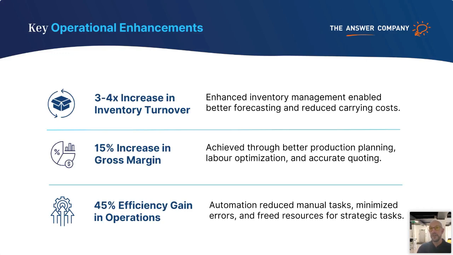What's remarkable here is how these efficiencies compound across the organization. Better inventory management improves cash flow, faster project timelines increase capacity, and automation reduces both errors and rework. These aren't just isolated improvements. They're interconnected changes that transform how manufacturers operate.